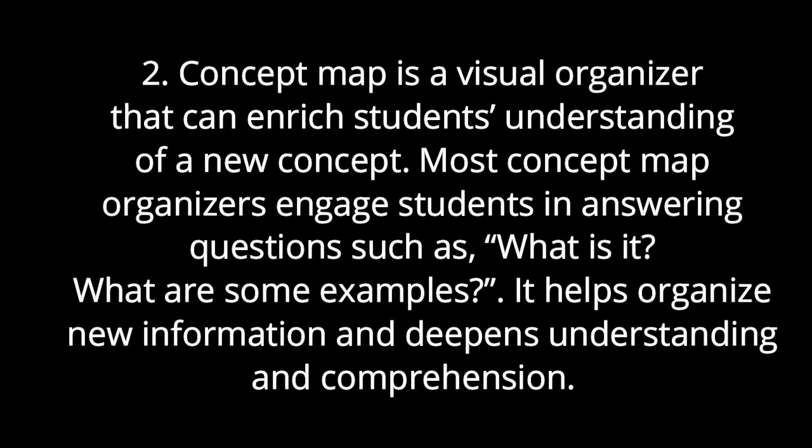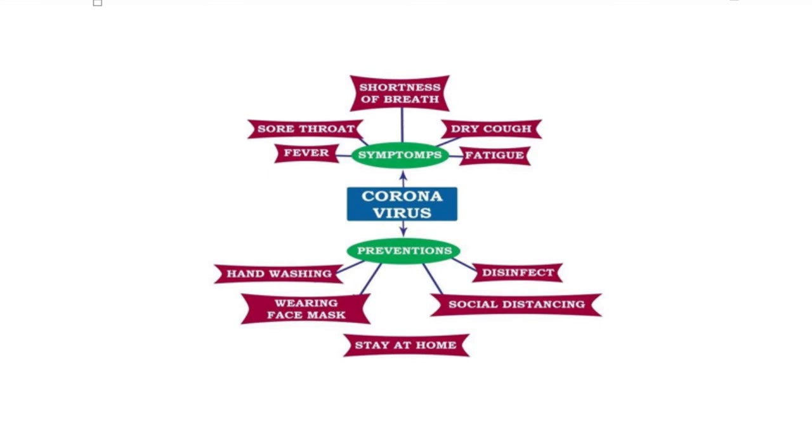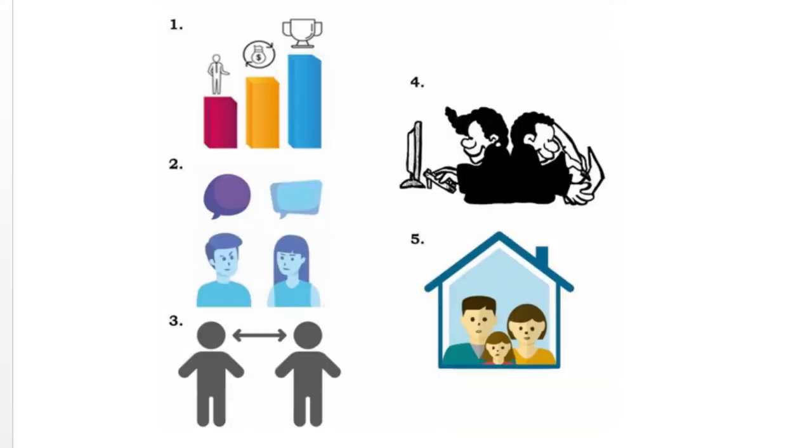Number 2, concept map is a visual organizer that can enrich students' understanding of a new concept. Most concept map organizers engage students in answering questions such as, what is it? What are some examples? It helps organize new information and deepen understanding and comprehension. In the example, it shows the relationship of words or ideas for deeper understanding of the main concept and ideas related to it.